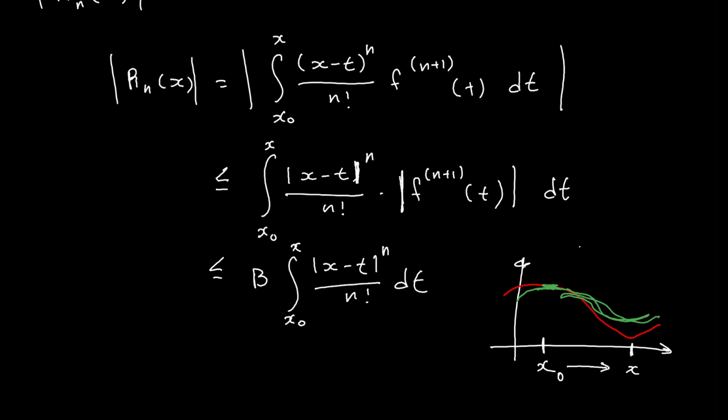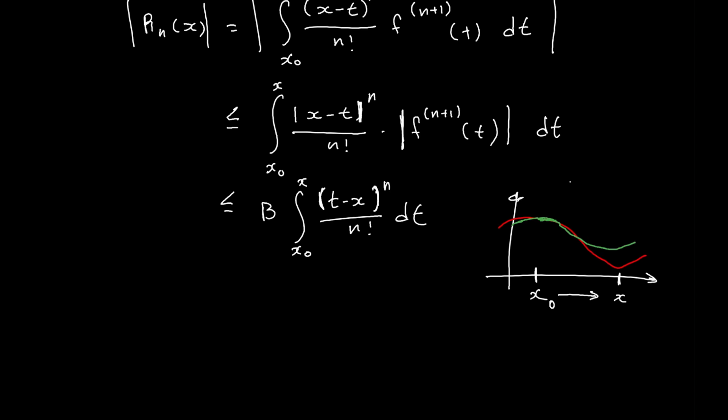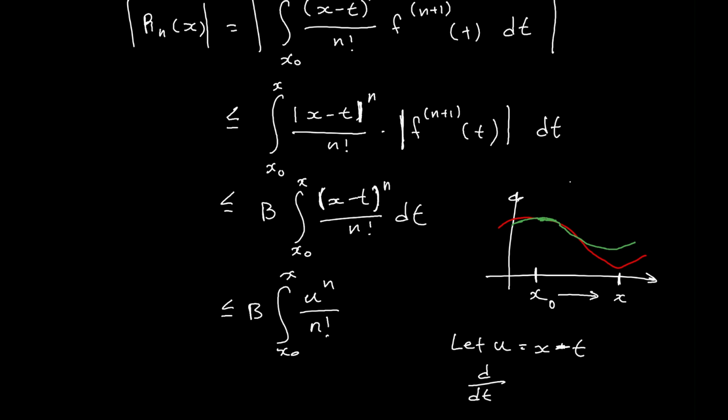If that's the case, we can just rewrite this in parentheses and then solve for that. To do this, let's make a substitution. Let u equal, sorry, it should be x minus t. Let u equal x minus t. So this should be the same thing as b times the integral from x naught to x of u to the n over n factorial, and we want to find out what du is going to be. So let's just take the derivative with respect to t on both sides.